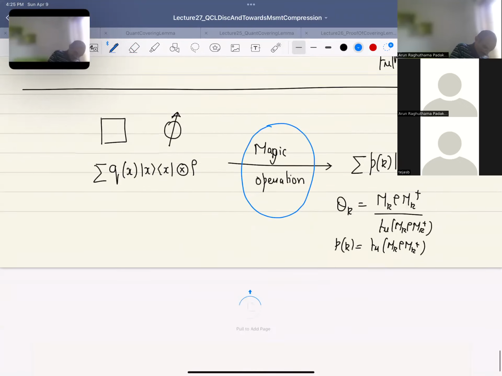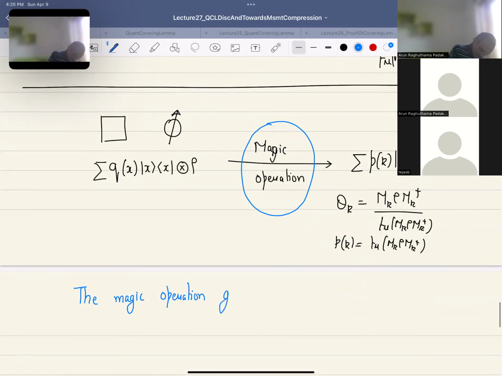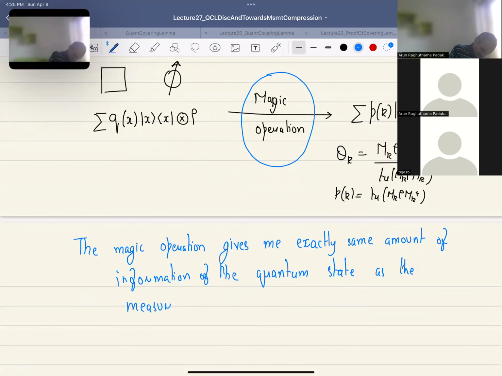So I'm going to write this question. The magic operation gives me exactly the same amount. Do you agree?